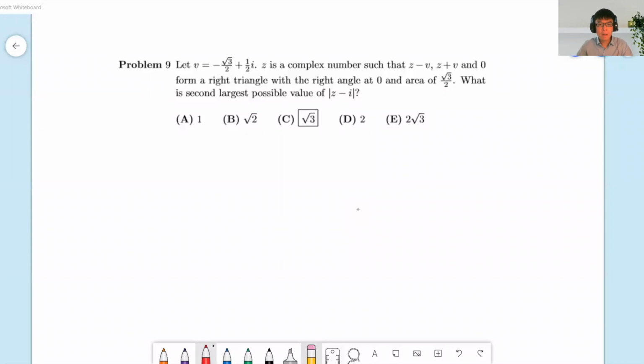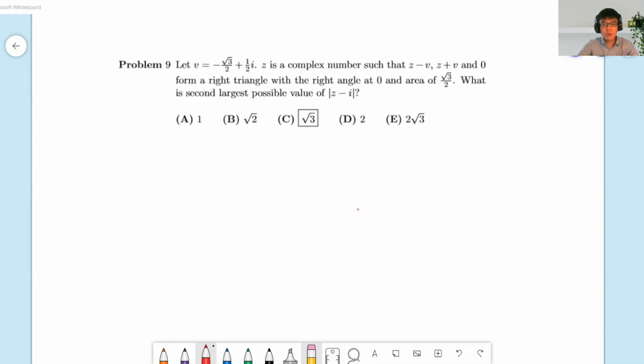Question 9. Here v is a given complex number. z is a complex number such that z minus v, z plus v, and 0, the origin, form a right triangle, and the right angle is at the origin. The area is given by root 3 over 2. What's the second largest possible value of the modulus of z minus i?